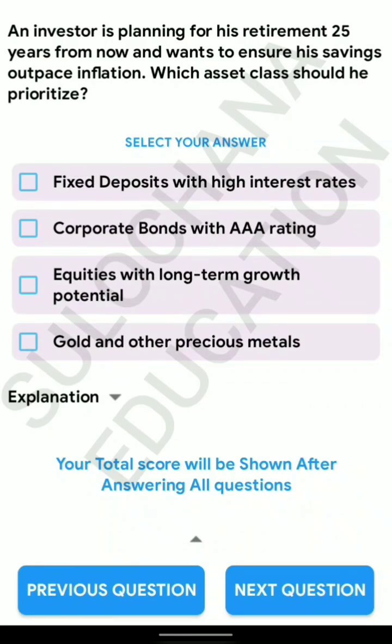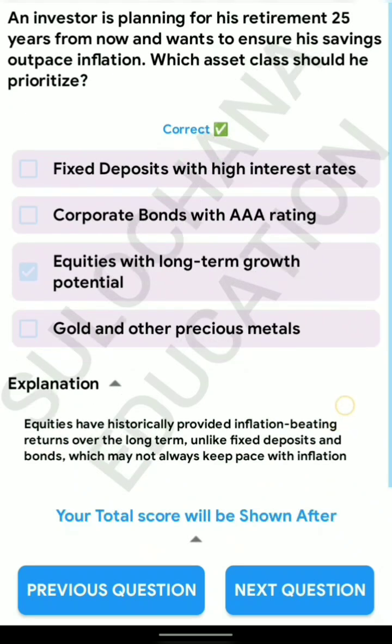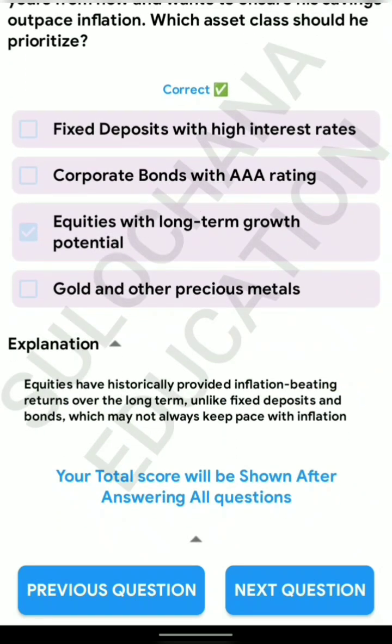An investor is planning for his retirement 25 years from now and wants to ensure his savings outpace inflation. Which asset class should he prioritize? Options are, and the correct answer is option C, equities with long-term growth potential. Equities have historically provided inflation-beating returns over the long term, unlike fixed deposits and bonds, which may not always keep pace with inflation.